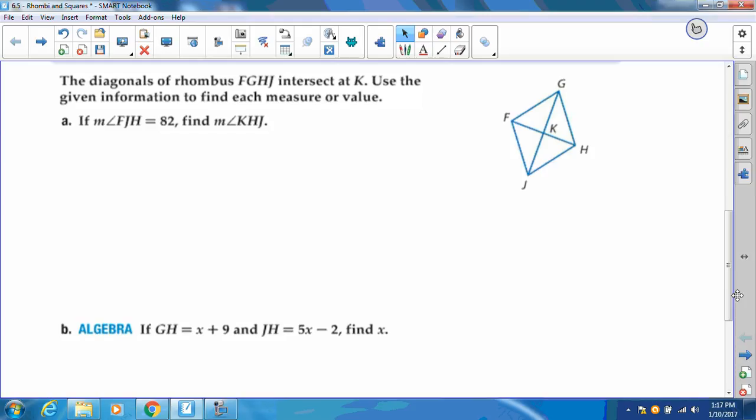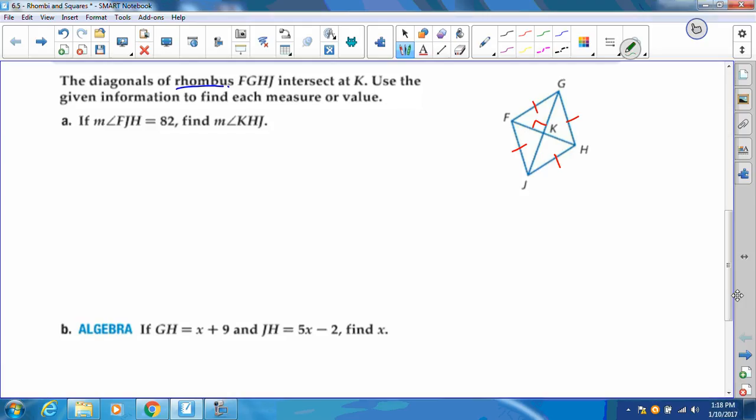Okay, the first example says the diagonals of rhombus FGHJ intersect at K. Use the given information to find each measure. So the first thing I would look at here is, since this is a rhombus, I would go ahead and mark all four sides congruent. And then these are the things you're going to want to memorize, that the diagonals form a right angle. And they also bisect the angles. So let's go ahead and label our picture here.